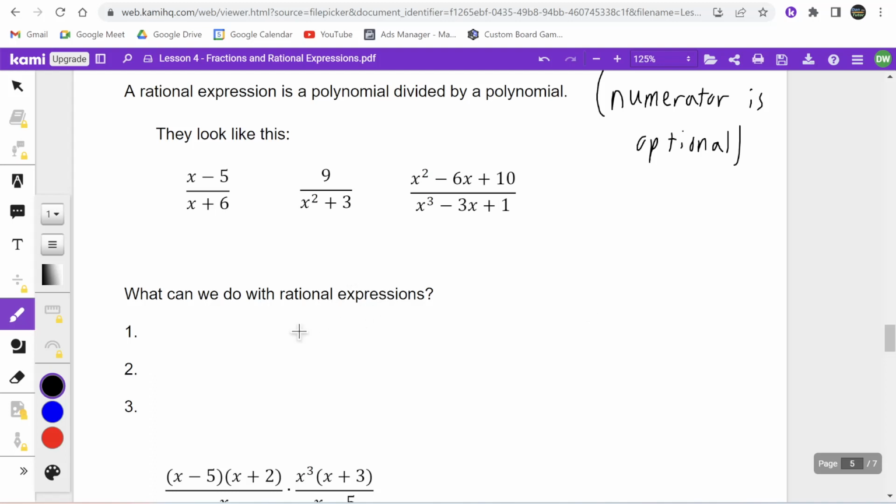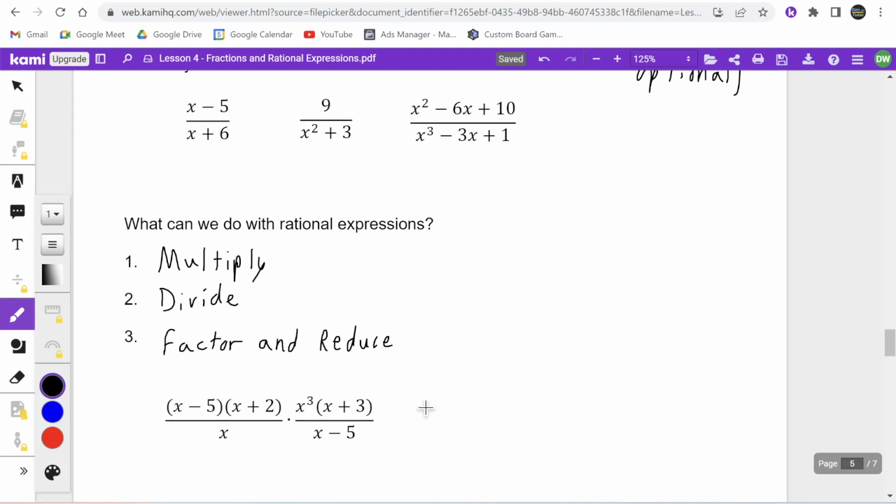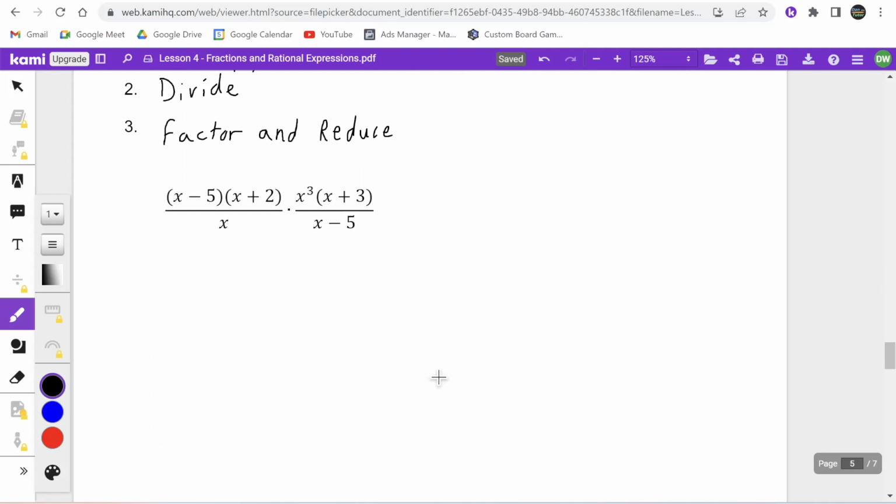There's three things you can do. One is you can multiply them together, just like we were doing earlier with fractions. Two, you can divide them, which is, again, very similar. We're going to do the flip the second and multiply, just like we did before. And the third thing we can do, and this is the most important, you can factor them and reduce. And I'm putting them into one category because we're going to do it basically in one step. So these are the three things we're going to be doing with the examples below.